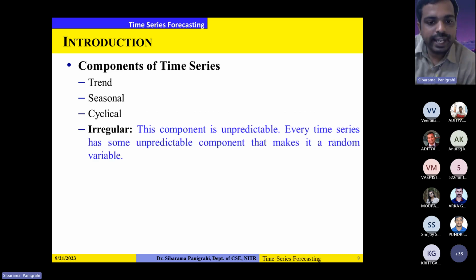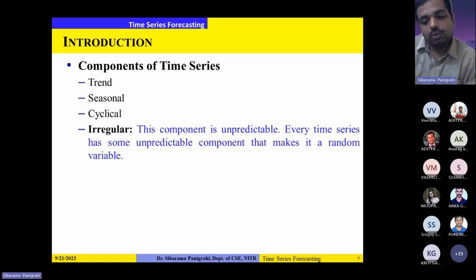And the fourth one is the irregular component. As we are predicting, we are always going to have some errors. Even though our model is very efficient, still we are going to get some errors. We can never model the irregular component. This is the component that is unpredictable, right?